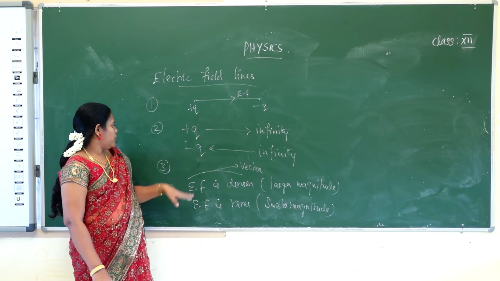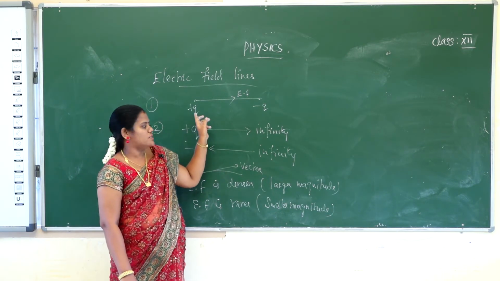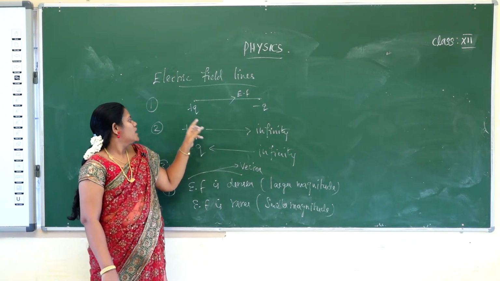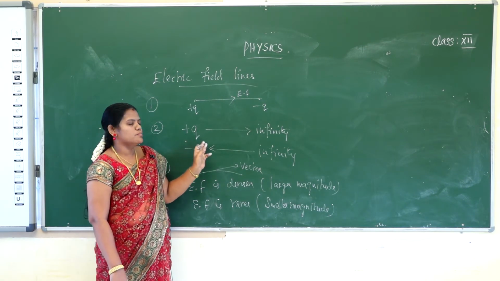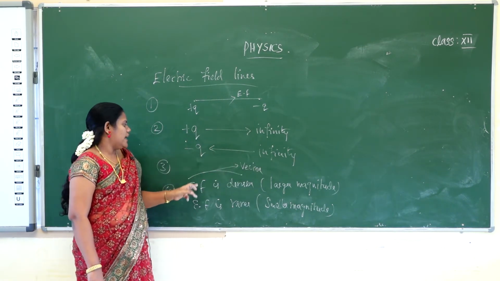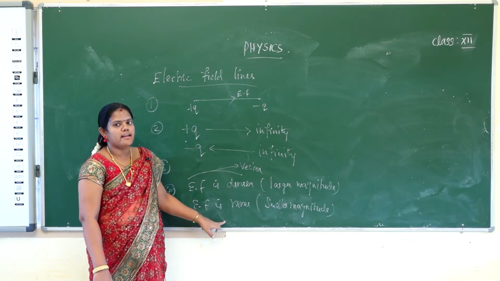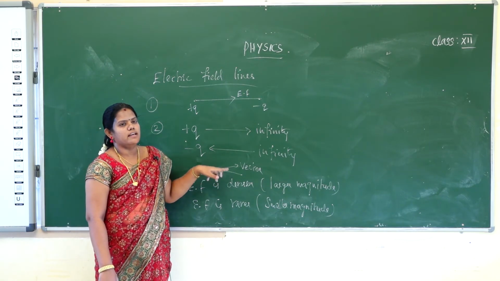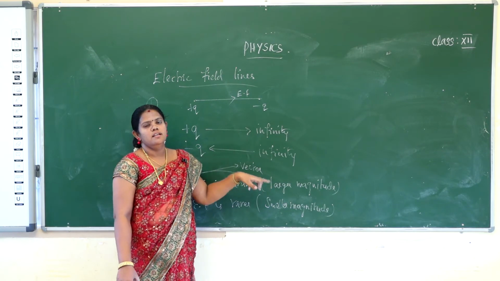So, four points. The first point: the electric field starts from a positive charge and ends at a negative charge. For a positive charge, the electric field moves from the positive charge to infinity. For a negative charge, the electric field moves from infinity to that charge. The electric field is denser with larger magnitude and rarer with smaller magnitude. And if you take a vector at any one point on the electric field lines, it gives the direction of the electric field.